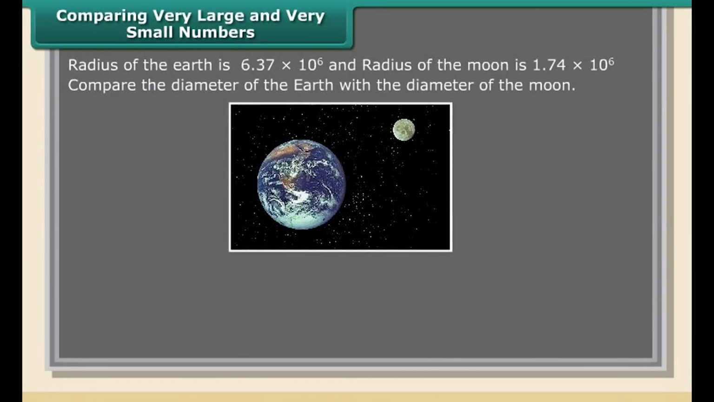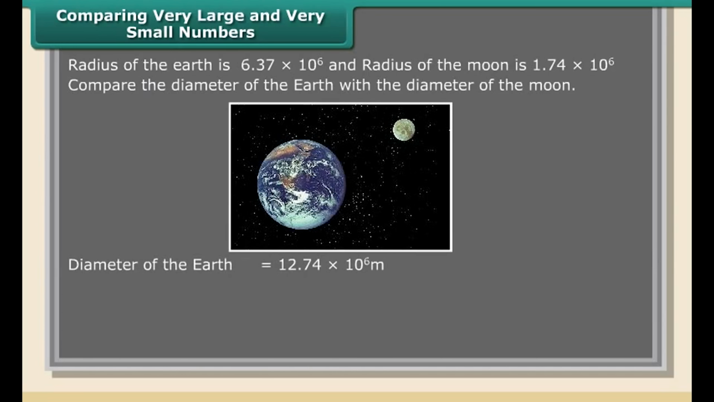Comparing very large and very small numbers. Radius of the earth is 6.37 into 10 raised to the power 6 and radius of the moon is 1.74 into 10 raised to the power 6. Compare the diameter of the earth with the diameter of the moon.